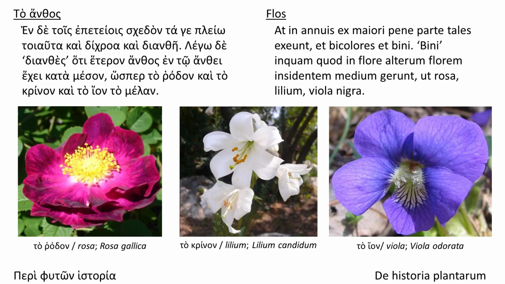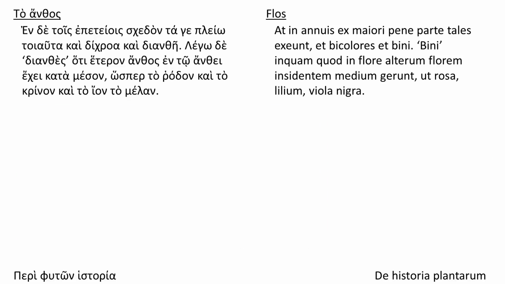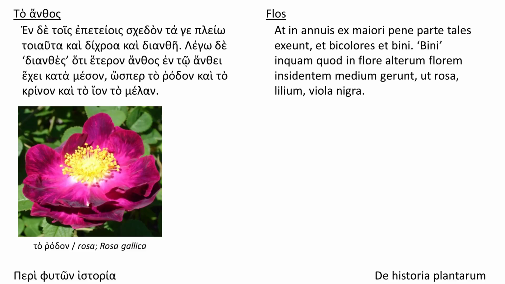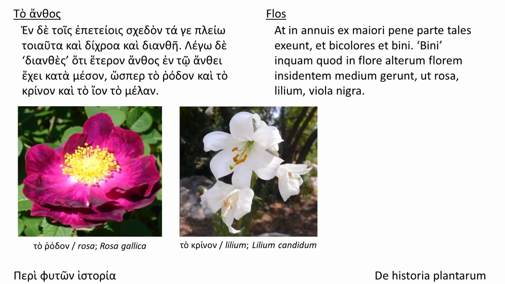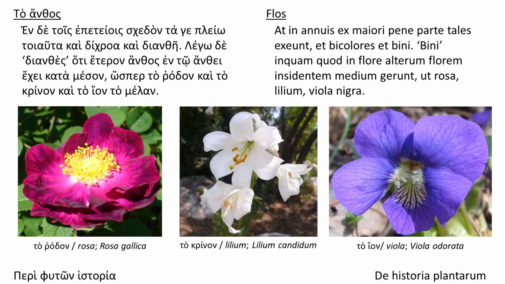I mean by two-flowered that the plant has another flower inside the flower, in the middle, as with the rose, lily, and violet. Bini enquam, quodam flore alterum florem incidentem medeum gerunt, ut rosa, lilium, viola nigra. With the flower inside the flower, Theophrastus is referring to the male stamens and female styles.